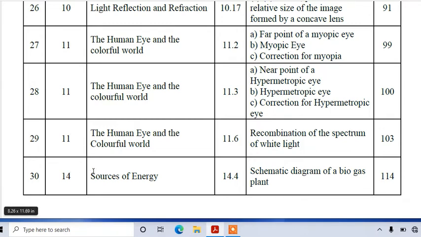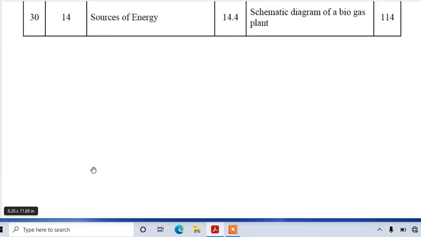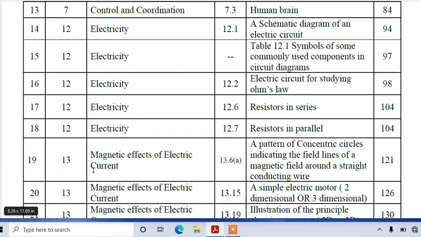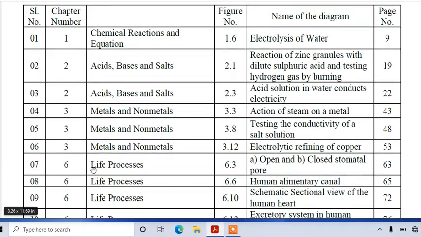Next, from the sources of energy, you have to practice that biogas plant, figure number 14.4. Only these diagrams you have to practice for your exam. Our environment chapter, we don't have any important diagrams in that chapter, so no need to practice any diagram from that lesson.